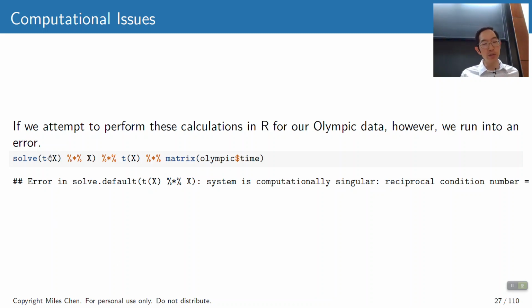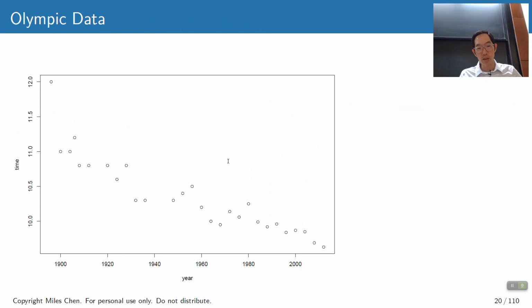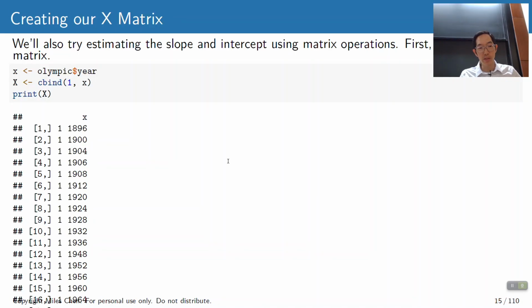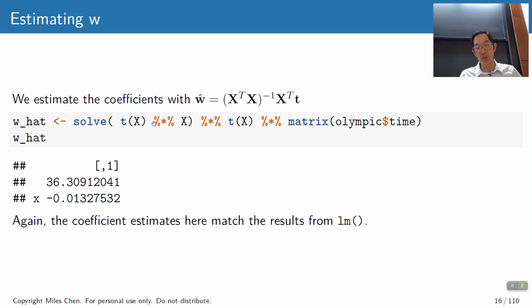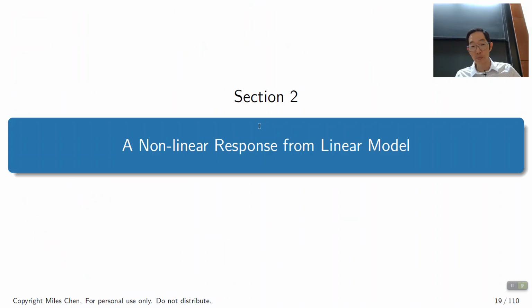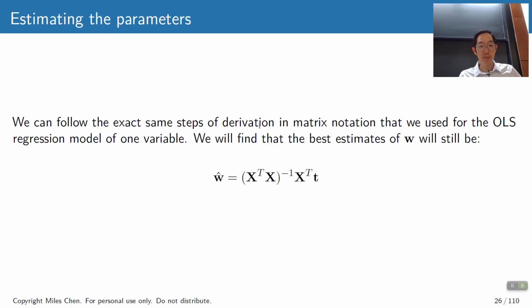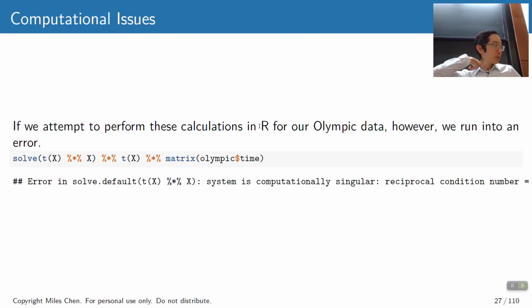If I do X transpose X, inverse solve this, and multiply by X transpose times the values t, this is the same command that I ran back here: solve X transpose X, times X transpose times this matrix, Olympic times, and I got my W hat and it worked there. When I do it here, I ran the exact same code, and now I get an error: solve.default, system is computationally singular, reciprocal condition number.